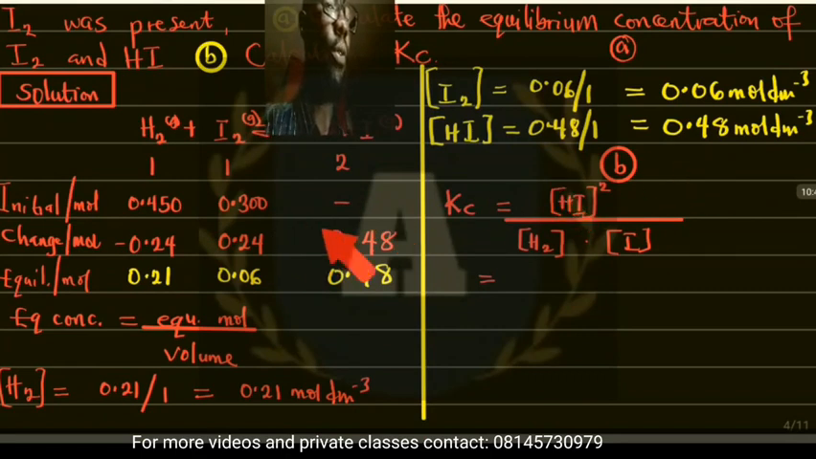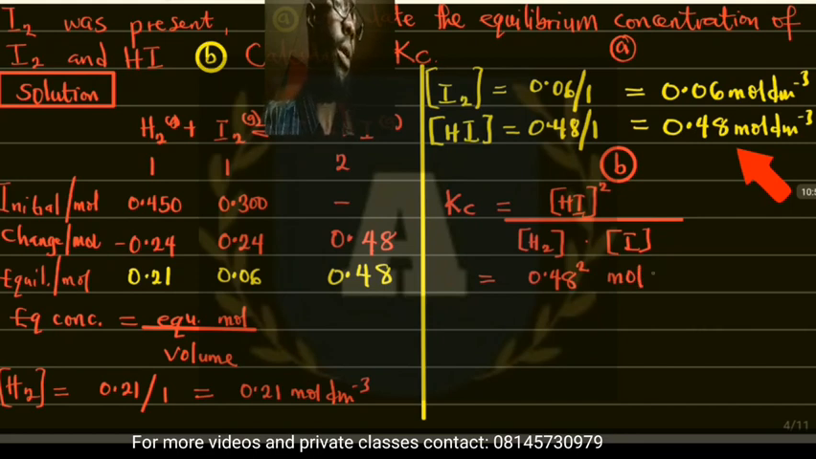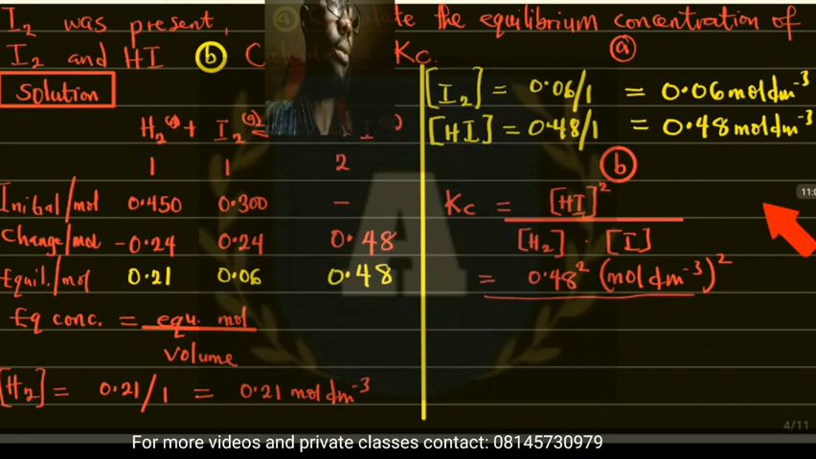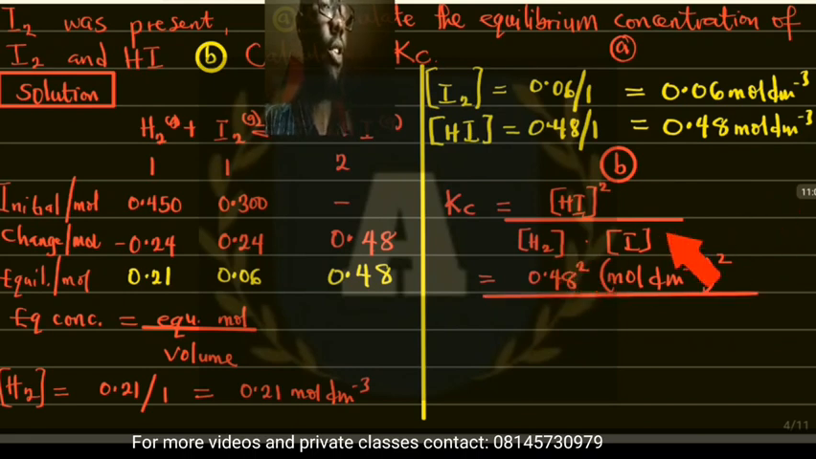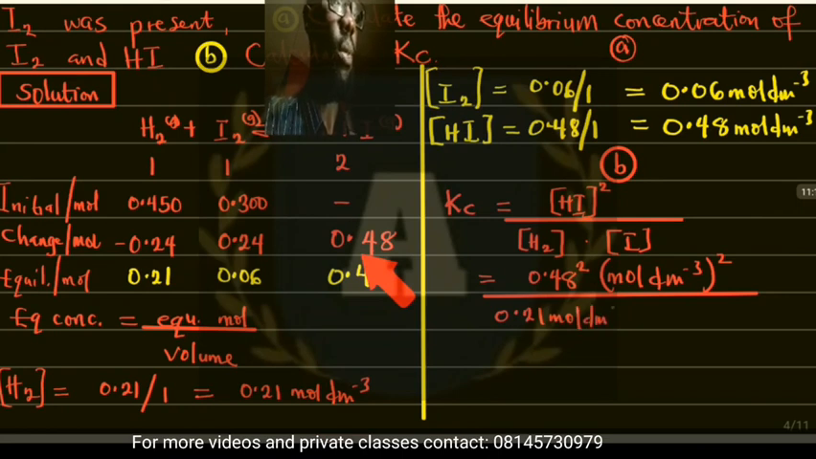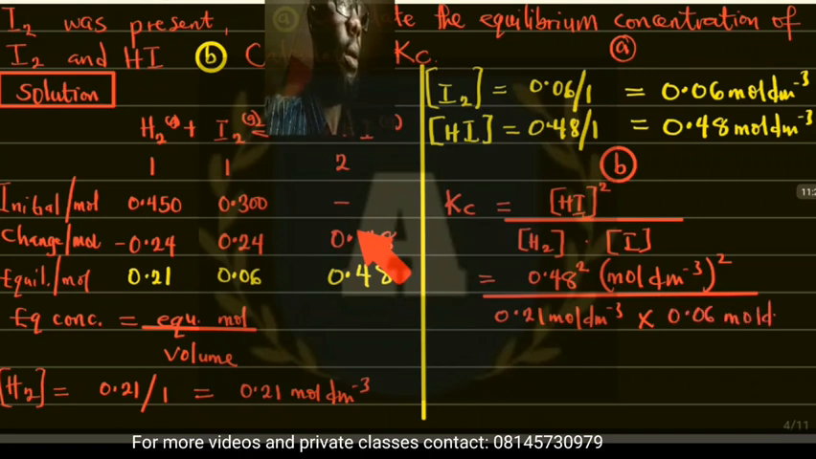This is 0.48 for hydrogen iodide, 0.48 squared, that is mole per dm cube, everything also squared because of these two, divided by the equilibrium concentration of hydrogen, which was 0.21 mole per dm cube, multiplied by the equilibrium concentration of iodine, that is 0.06 mole per dm cube.